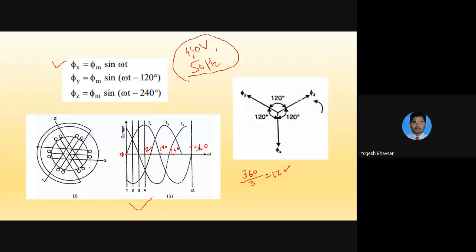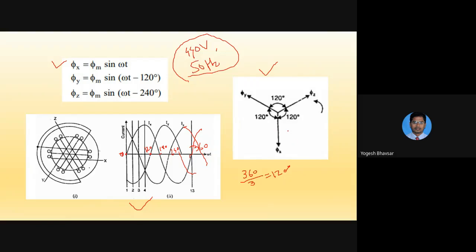So you can plot this waveform. You already plotted it in first year also. So this is the complete waveform. Now from this waveform we can draw the phasor diagram. So look at this. This is the phasor diagram for this.